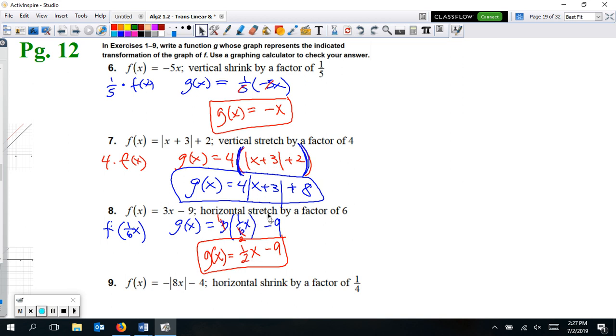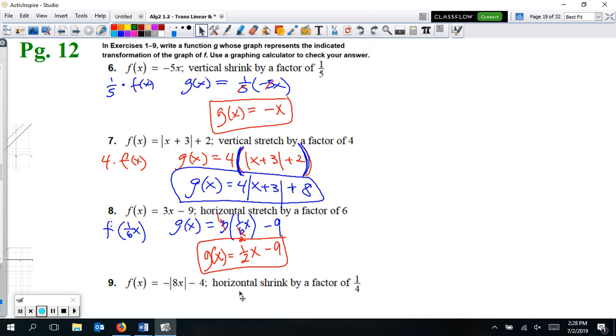Now the reason why they use the word stretch is because the factor number here is bigger than 1, so that's always relating to that. If your factor number is more than 1, you're going to use the word stretch. If your factor number, like up here, was less than 1, you're going to use the word shrink. That doesn't matter whether it's vertical or horizontal. That's always just the same.